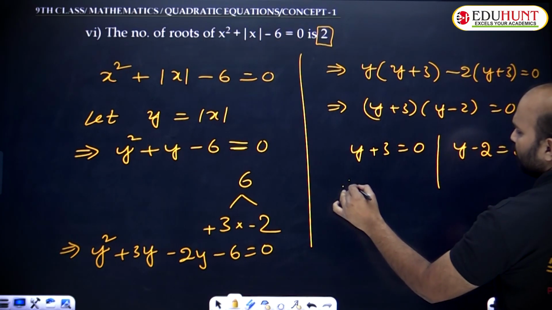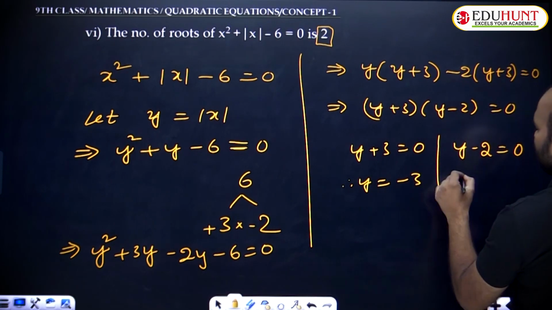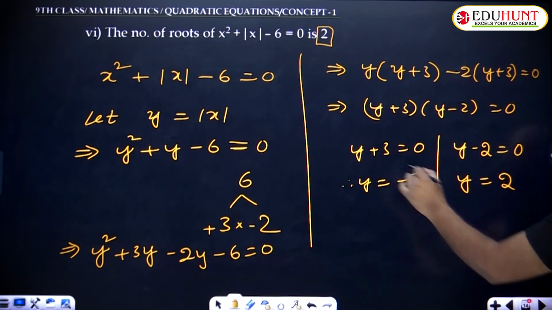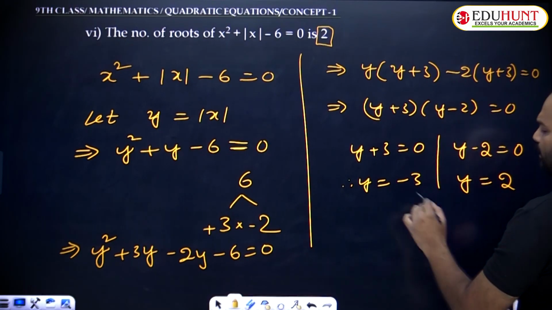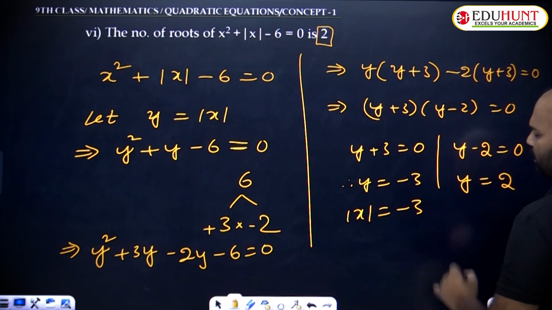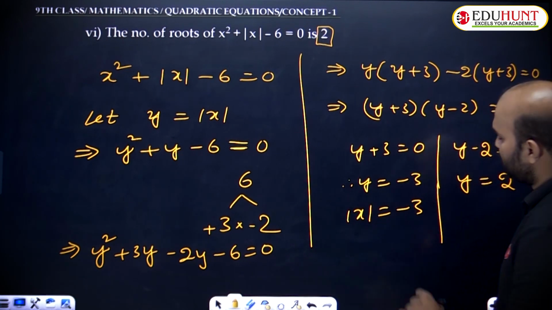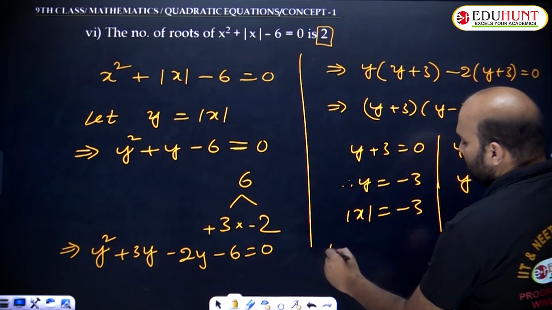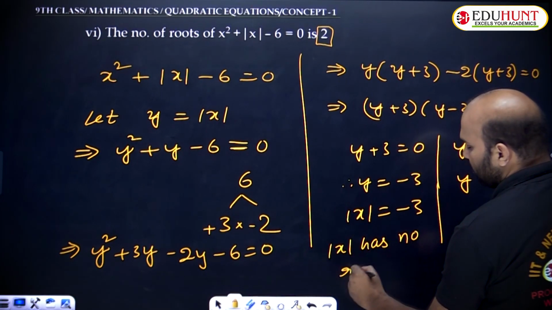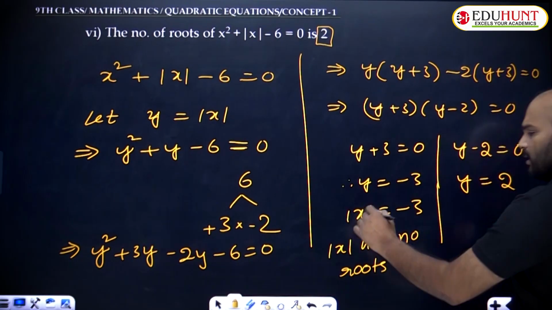So therefore y equals minus 3, and here y equals positive 2, because minus 2 goes to the right side and becomes positive, and plus 3 goes to the right side and becomes negative. Y is nothing but mod x, so mod x equals minus 3. Am I clear? The absolute value of a number cannot be negative, so mod x has no roots. No solutions or no roots. Am I clear? In the first case.